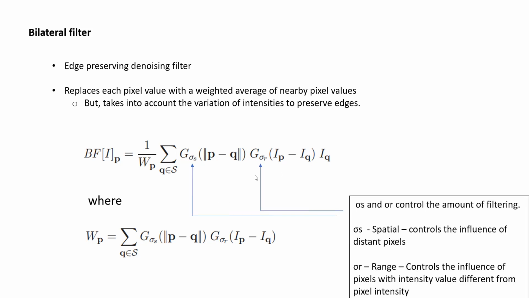So these two, again just a summary, the sigma S and sigma R, they control the amount of filtering. And S stands for spatial. It controls the influence of the distant pixels contributing towards the filtering here. And how does that affect the weight? And the second term here is again the range. It controls the influence of pixels with intensity value different from the pixel intensity. So if my pixel intensity is, I don't know, 125, and if the next pixel is 255, that's pretty large, right? How does that actually affect the smoothing or denoising at a given pixel?